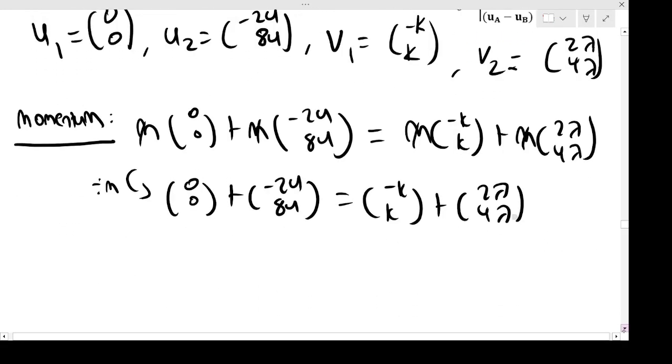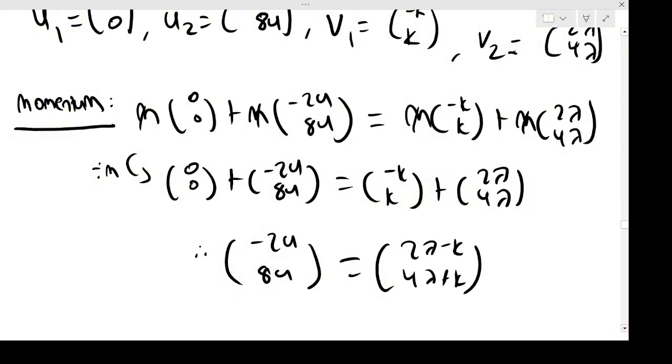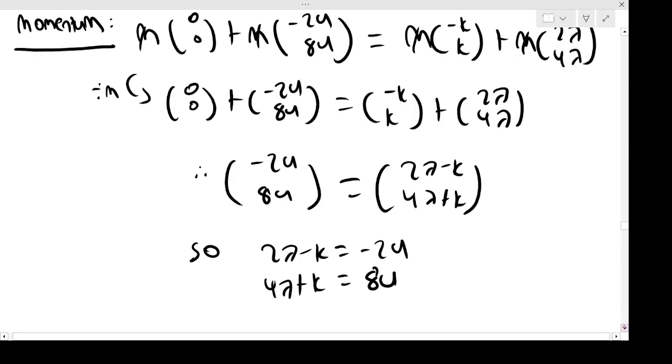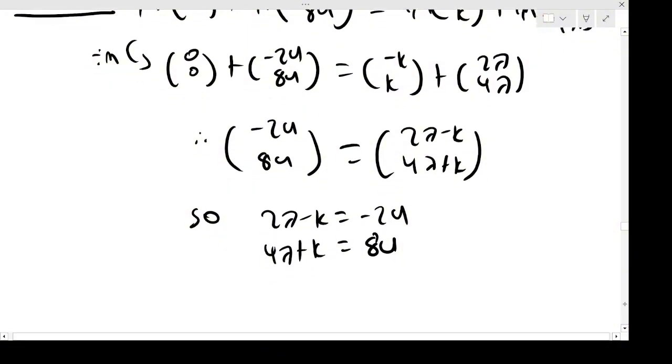And so then we can deduce, if we add these together, minus 2u, 8u is going to equal 2 lambda minus k, 4 lambda add k. Okay, hopefully happy with that. That's just vector addition. And so then I can compare the i and j parts. So I can see that 2 lambda minus k is going to be minus 2u. And also 4 lambda add k is going to be 8u. Okay. So I've got these two equations. Obviously, I'm not going to be able to solve for all three of them because I've got two equations with three unknowns. I'll need another equation. There's not going to be another equation.